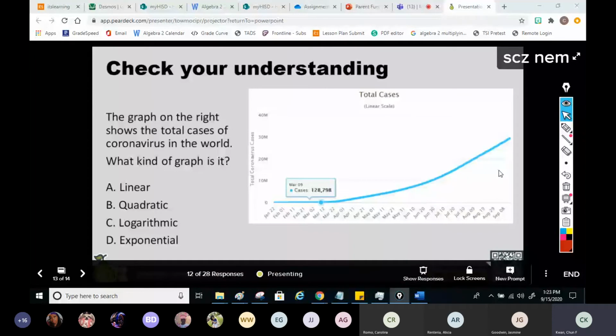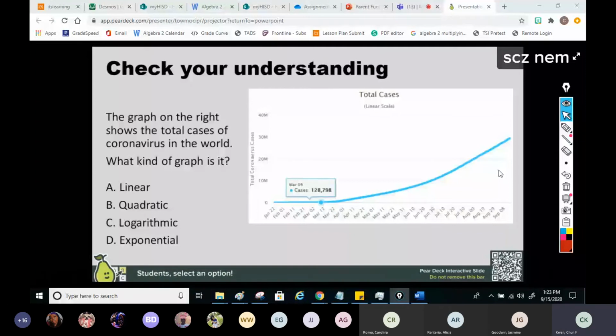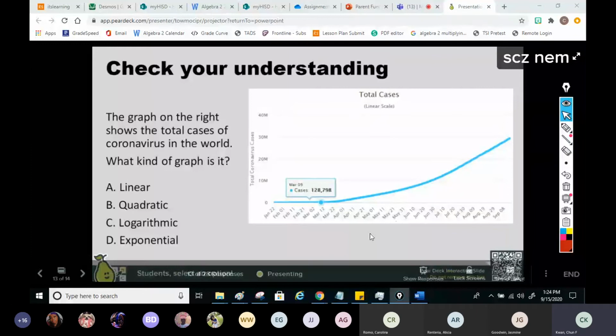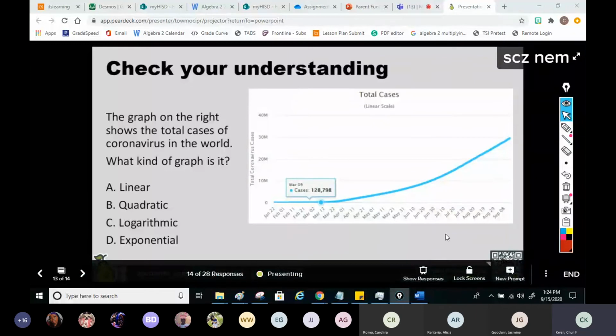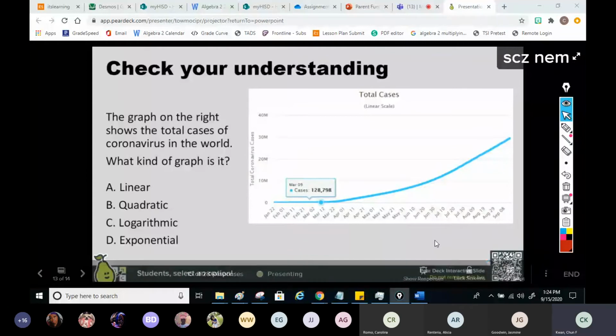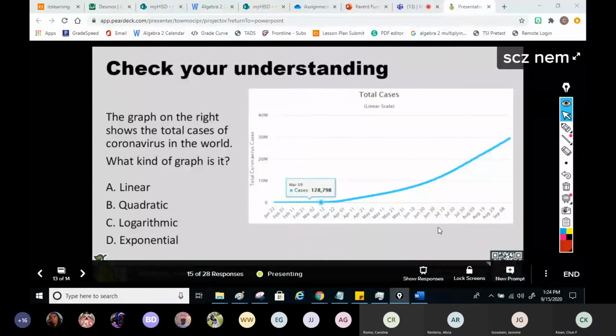Look at how the graph looks. What are some characteristics that you can tell me? Does it look like a straight line? Does it look like a letter U? Does it look like a letter S? Does it split into two parts? Does it curve up or does it curve to the right? Look over your notes and tell me what is the answer. So far there are 14 of you, now 15 of you respond. That's pretty good. Keep going.